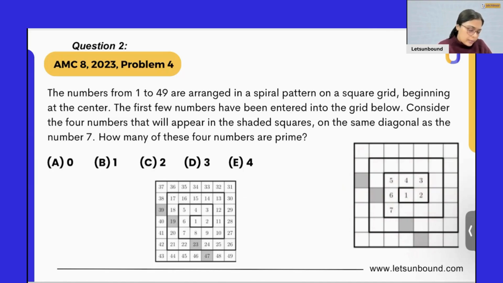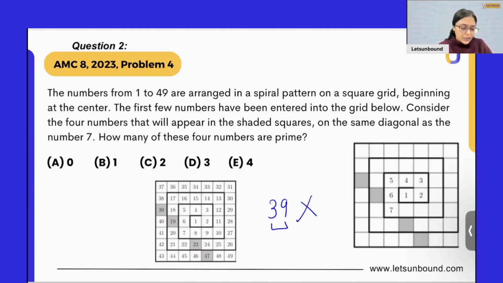Yes, we have four numbers: 39, 19, 23, and 47. Out of the four, which ones are primes and which are not? We notice that 39 is not a prime number. Why? Because it is divisible by 3. And how do we check that? Just add the digits and you will see it is divisible by 3.